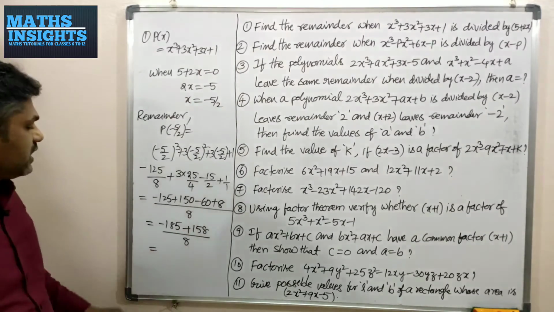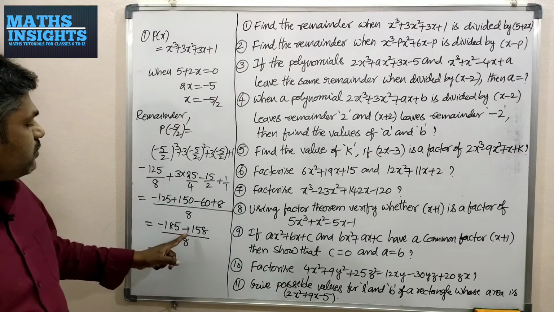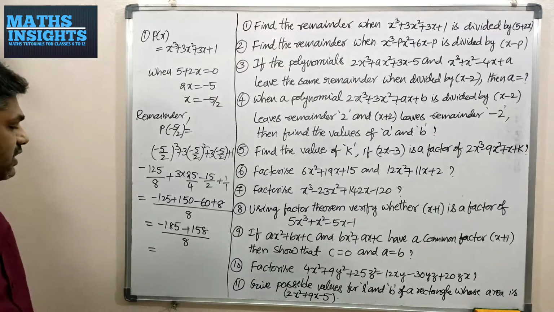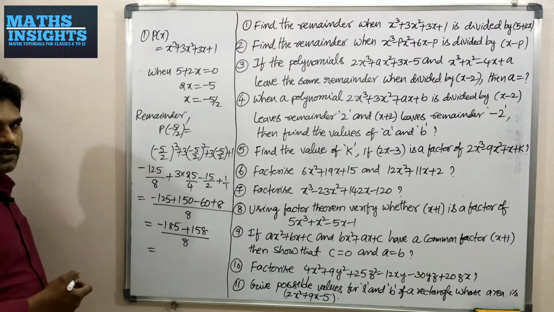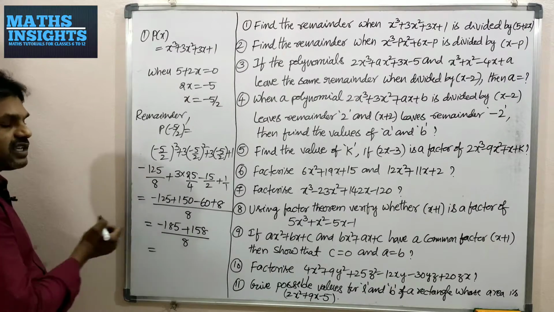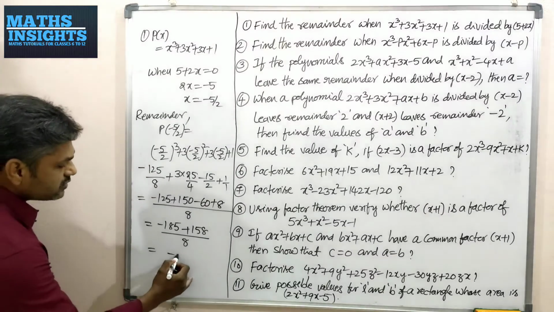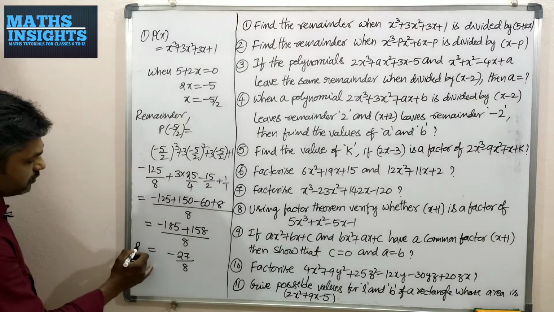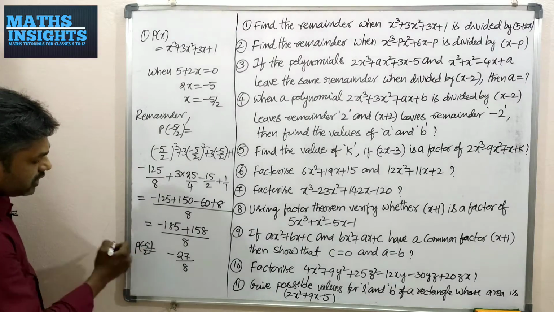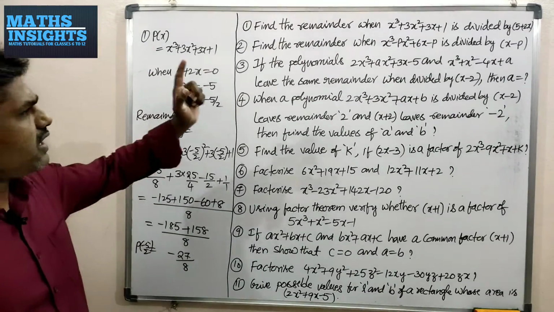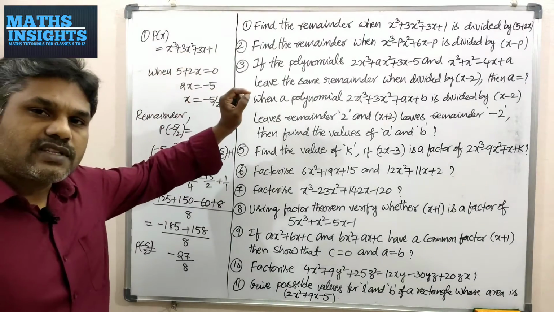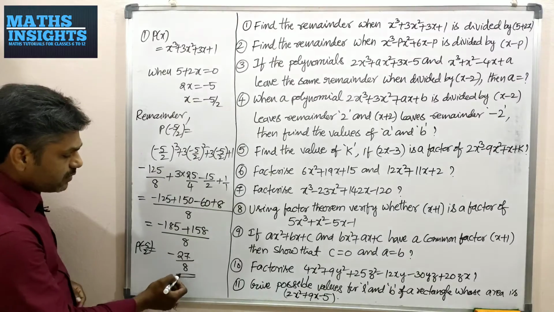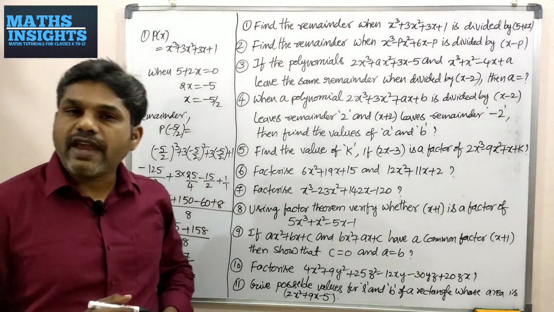That implies to see minus 185 plus 158. This will become 27. Actually minus 27. Why? Because bigger number is bearing minus, therefore this is minus 27 by 8. This is P of minus 5 by 2. Therefore remainder when the given polynomial is divided by 5 plus 2x, the remainder is minus 27 by 8 as per the remainder theorem.